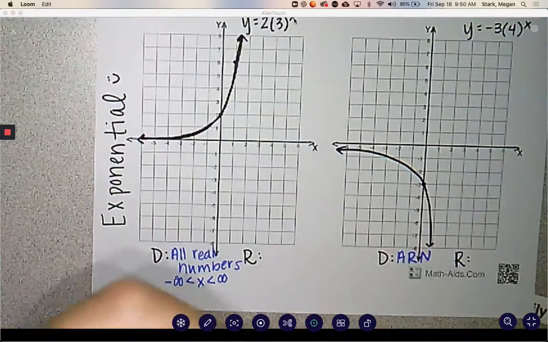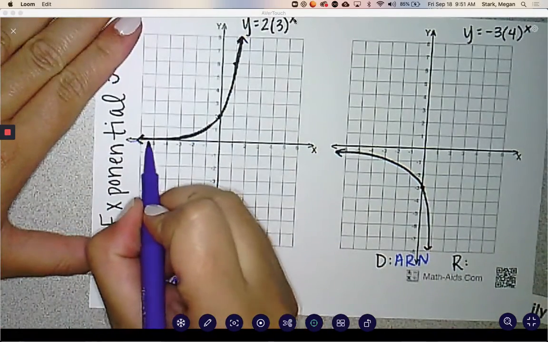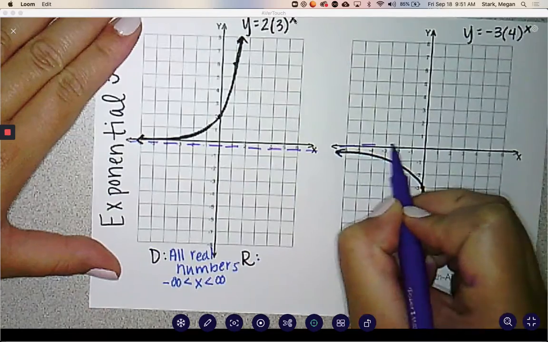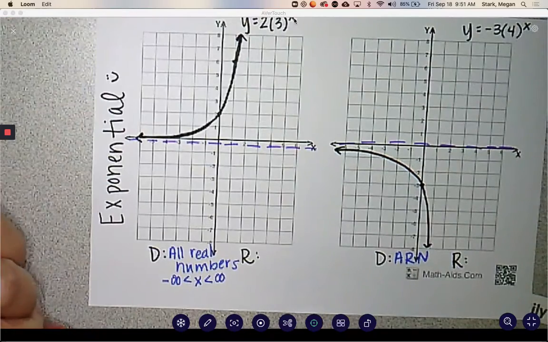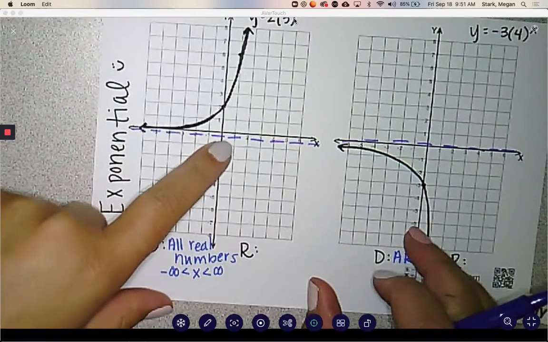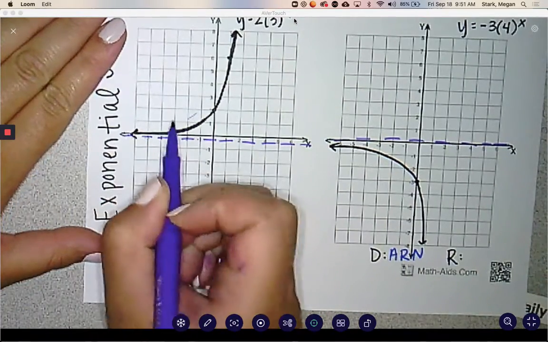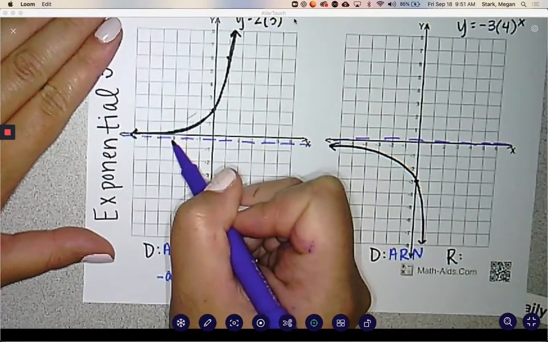Okay. Now, something special about our exponential functions is that they have this invisible line here, and it's on the x-axis. Okay, that invisible line is called an asymptote. Okay, it's a line that your graph can get really, really close to, but it will never touch and it will never cross. Okay, so both of these graphs have asymptotes. So this one right here looks like it's getting really close to it. In fact, it looks like it's touching it, but if we zoomed in, there'd be a space there. So it's actually not touching the x-axis.